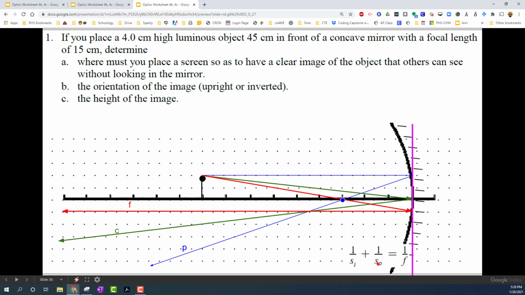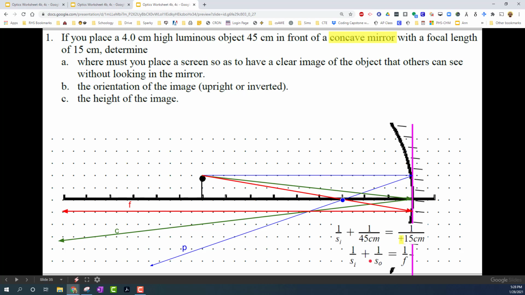We're going to use the thin lens equation to solve for SI, or the distance that the image is from the mirror. So that's the lens maker's equation, as it's called. So we plug in our value for the focal length, which is 15 centimeters, and we have to put it in as positive because this is a concave mirror. That just makes the math work.